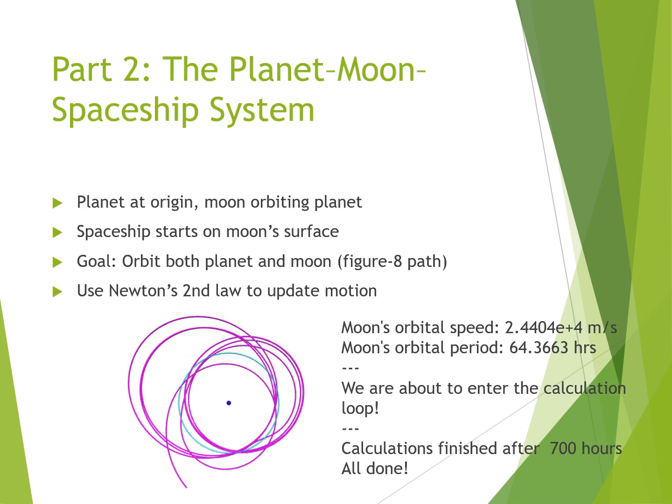Part 2, the planet-moon spaceship system. With a planet at the origin and a moon orbiting the planet, you launch a spaceship from the moon's surface, and the goal is for the spaceship to orbit both the planet and the moon without hitting the moon. And I use Newton's second law to update motion. As you can see, the moon's orbital period was about 64 hours, and the calculations were finished after 700 hours.